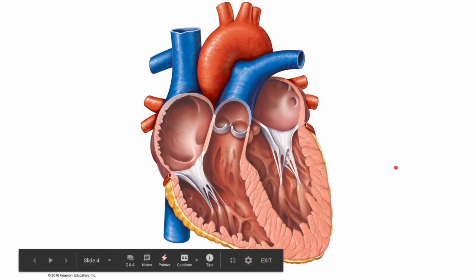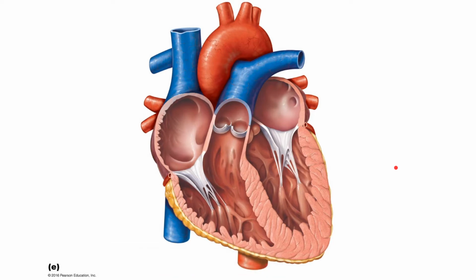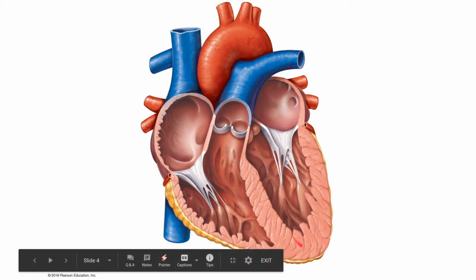Another way that you can tell is that the left ventricle is thicker and more muscular because it pumps blood to the entire body. So this is much thicker. That's confirmation that this must be the left side of the heart, and over here is the right side of the heart.